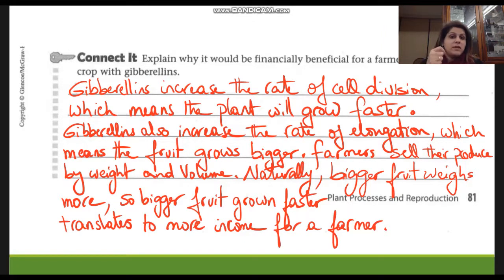Not only do they cost more if they're bigger, but farmers usually sell their produce, the product they have, by weight, right? And how big they look, by the volume. Naturally, bigger fruit weighs more. So bigger fruit grown faster translates to more income for a farmer. It's going to give him more money if its plants are bigger and longer.